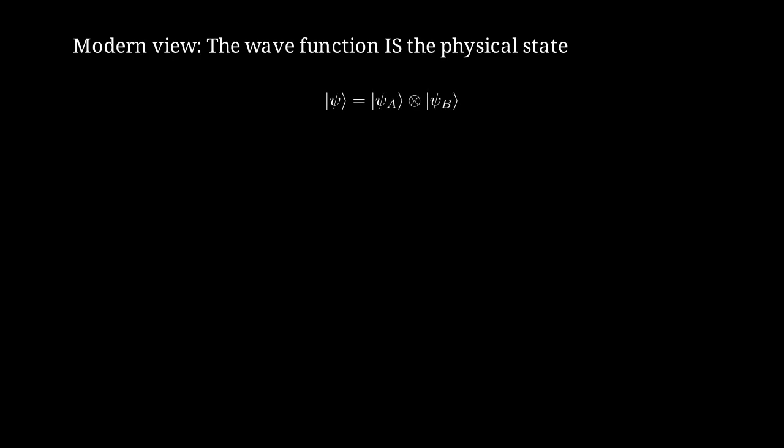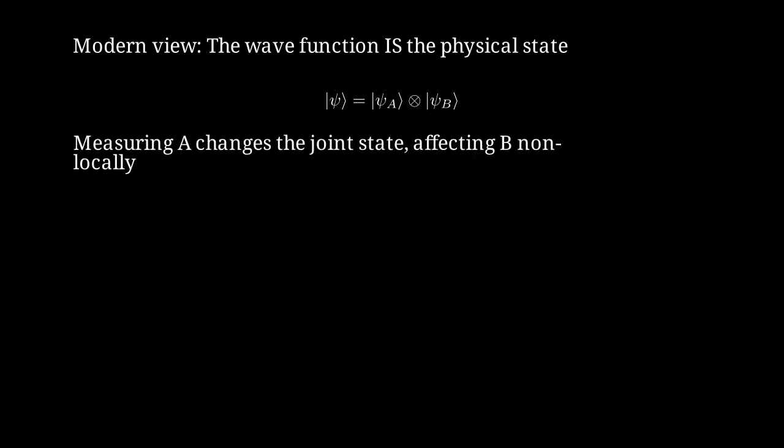When we measure A, the combined wave function of A and B collapses into a product state. Measuring A changes the joint quantum state, which affects B instantaneously, even at a distance.